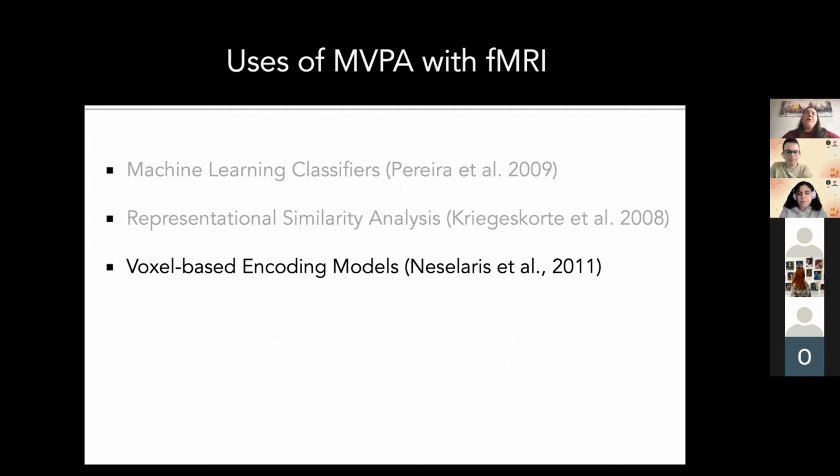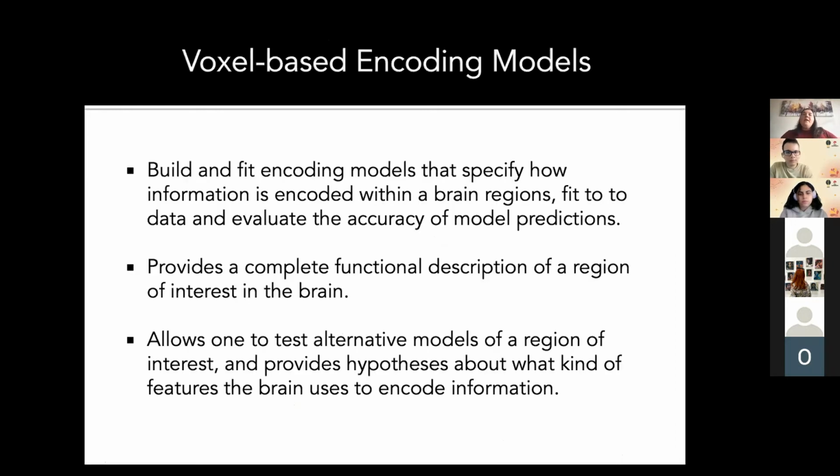technique that I'd like to talk about is the voxel-based encoding models. So here in the voxel-based encoding models, the idea is to build and fit models that specify how information is encoded within a brain region, fit them to data, and evaluate the accuracy of these model predictions. It's a nice method because it provides you a complete functional description of a region of interest in the brain. So for example, you have a certain brain region, let's say V1, right?